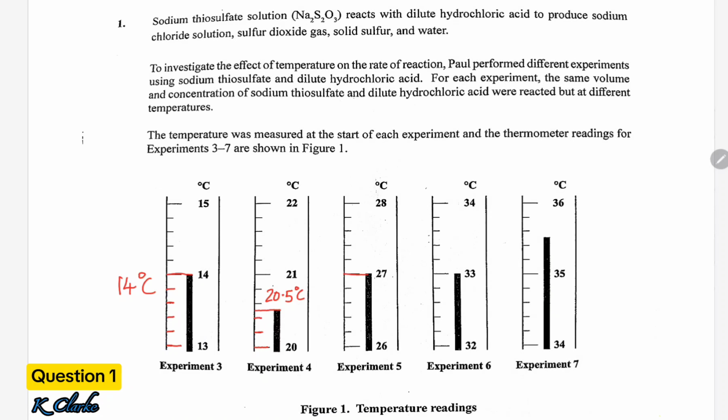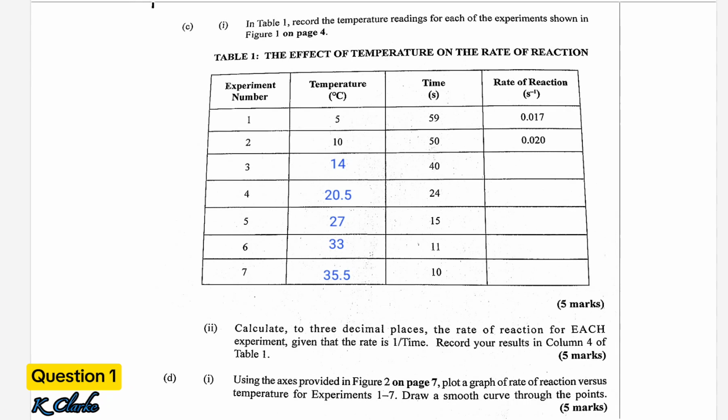Experiment 5 is 27 degrees Celsius. Experiment 6, 33 degrees Celsius. Experiment 7, 35, 35.2, 35.4. It's not at 36, it's in between, therefore 35.5 degrees Celsius. Adding the values to the table, that's 5 marks.